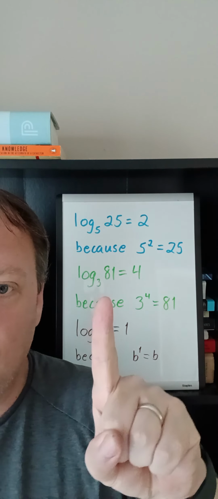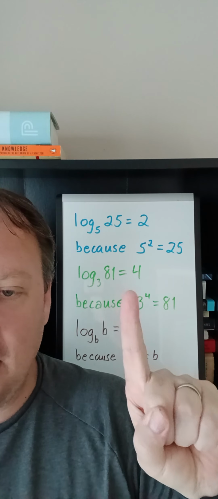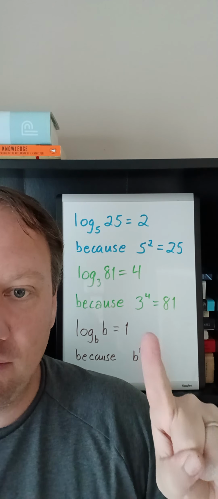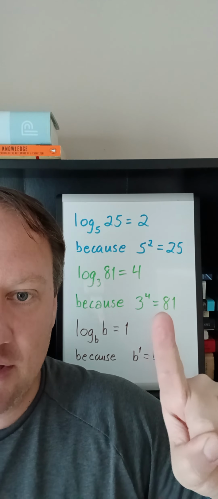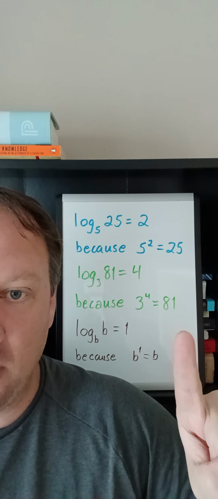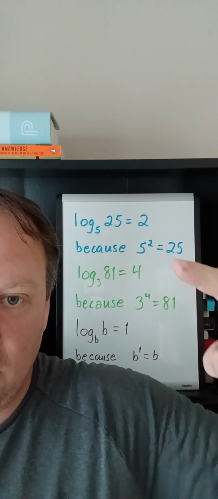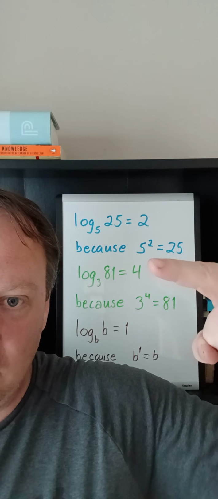Let's do it again. Log base 3 of 81. I claim it's equal to 4. How do I know it's equal to 4? Well, I'm always going to write the base as 3, and if I make the exponent 4, I get the target number 81. So the logarithm is the exponent, which is 4.